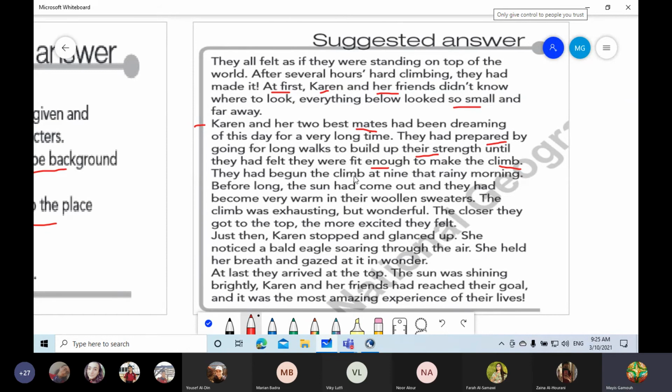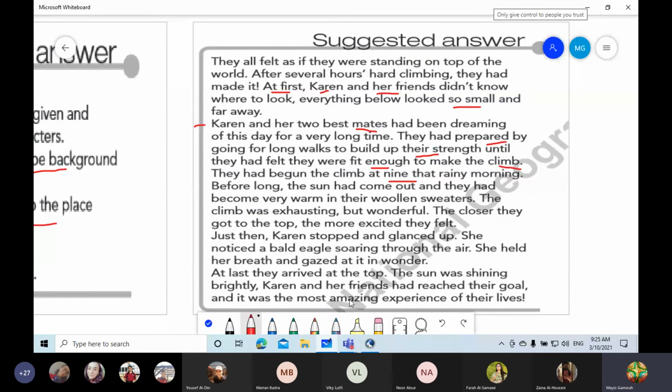They had begun the climb at 9 that rainy morning. So here I also gave the setting. I also gave when did they climb. So here we also inserted the setting, the background of the story.